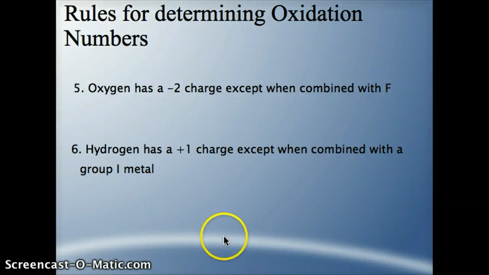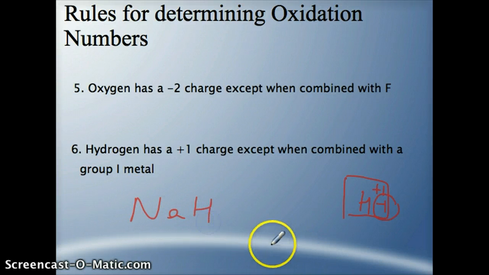Last rule is for hydrogen. Hydrogen, we said, is always +1. Now on the reference table, if you look at the square for hydrogen, it does tell you it's either +1 or -1. Well, there's only one time when it can have a -1 charge: if it's combined with a group 1 metal. For example, if I have NaH, sodium, a group 1 metal, has 1 valence electron, so it can only have a +1 charge, which forces hydrogen to have a -1 charge.